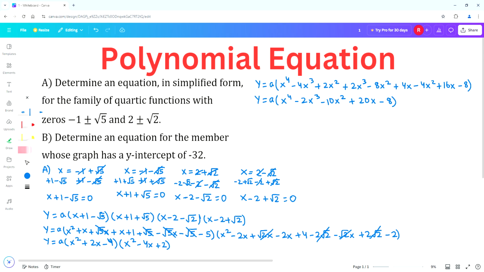Now we can answer part B. Determine an equation for the member whose graph has y-intercept of negative 32. Y-intercept of negative 32 can be written as an ordered pair as 0, negative 32. We have to find equation for a member of this family on which the point 0, -32 lies. We have to find the value of a for that particular member. We can do that by subbing in x as 0 and y as -32 in the equation for the family.